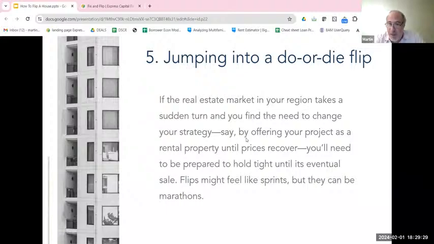I've had some investors have to do that because it was very hard to sell properties last year, two years ago. But now things are getting better. Still, it's something to be thinking about when you're investing.